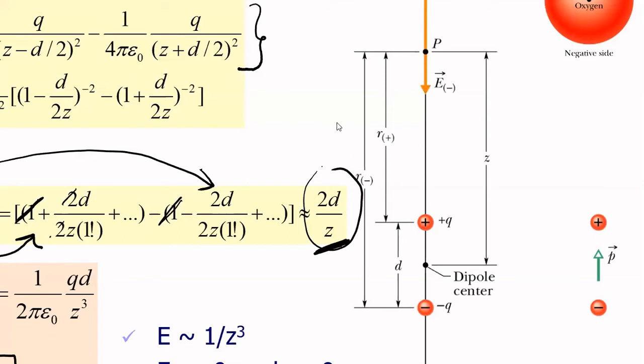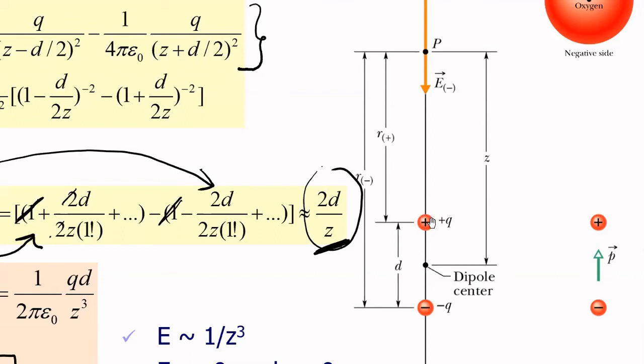Now, the distance from the positive charge to that particular point we have denoted as R plus. The distance from the negative charge to that point we have denoted as R minus. The question is that we want to express R plus and R minus in terms of Z and D. Why are we interested in them? Because in the expression for the electric field, in the denominator there is always the separation distance, the distance between the point where the charge is located and the point of interest. So we want to use it in that expression for the electric field.